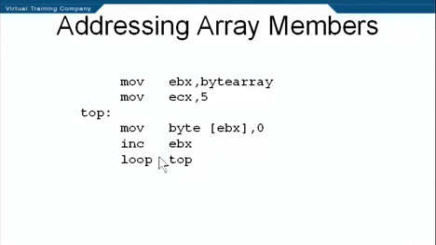The address is then moved to the next member of the array. Because the size of each element is 1, it's only necessary to add 1 to the address. The loop instruction subtracts 1 from the ECX register, and if the result is not 0, it jumps to the top of the loop. Here is the same thing again, but this time it's an array of 5 32-bit integers.